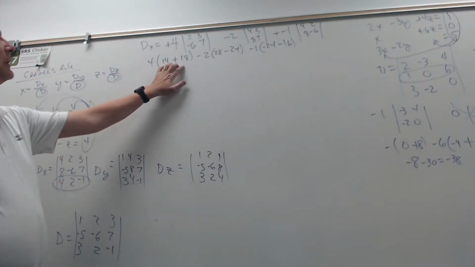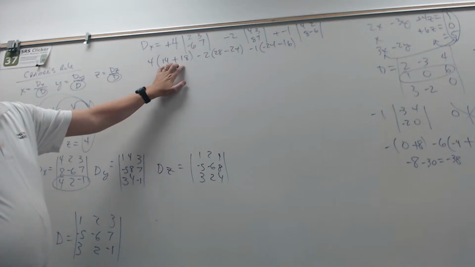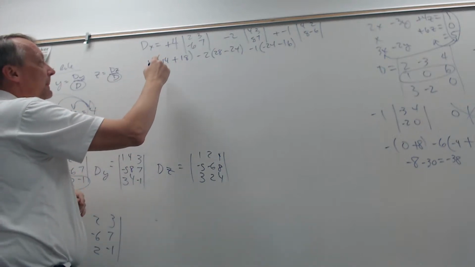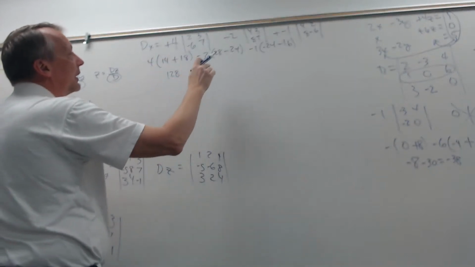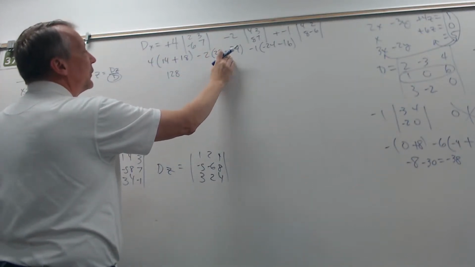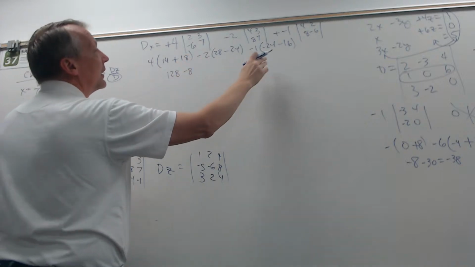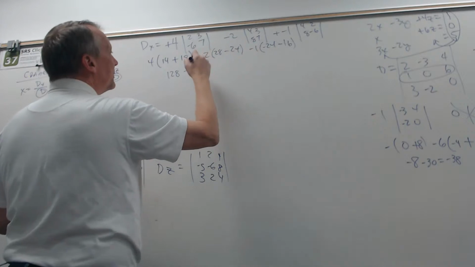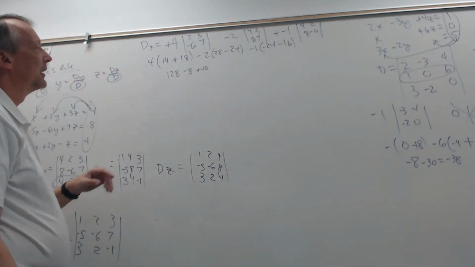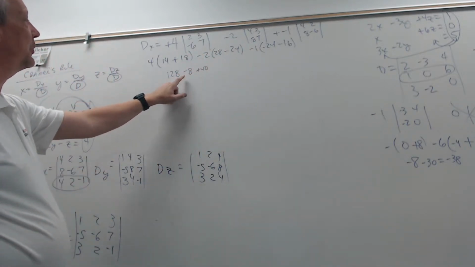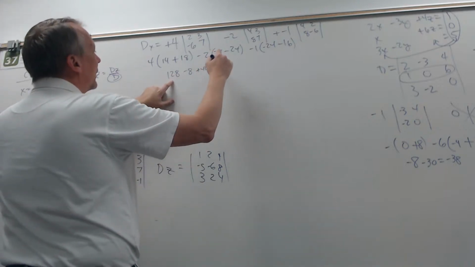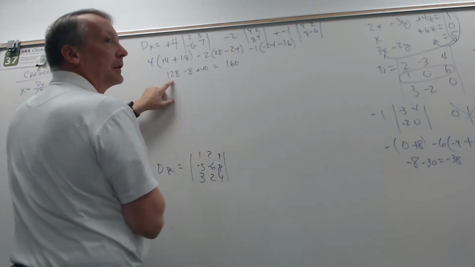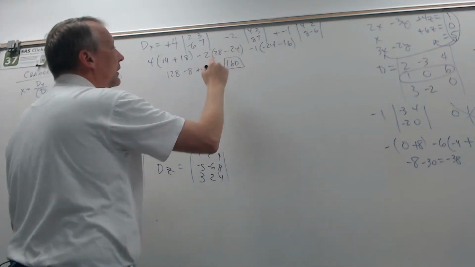14 plus 18 is 32 times 4 is a big number. What is it? 128. 28 minus 24 is 4 times 2 is -8. -24 minus 16, -40 becomes +40. So 40 minus 8 is 32 plus 128. 32 plus 128 is 160, I believe. Is that correct? Okay, so that's the numerator.